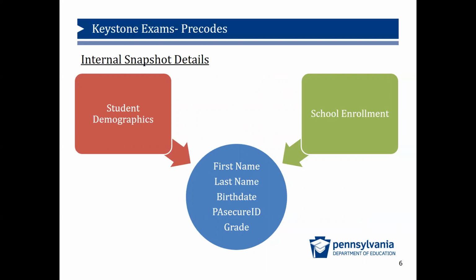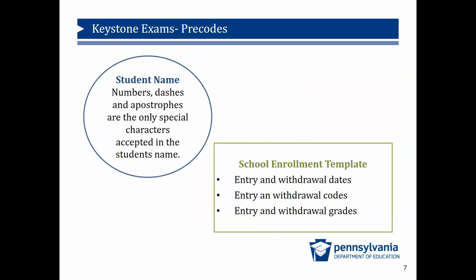The boxes include data about students, including the student demographics and school enrollment information. If there are any special characters other than numbers, dashes, and apostrophes, it will cause a mismatch in the testing vendor system, and the LEA will have to manually match each student.